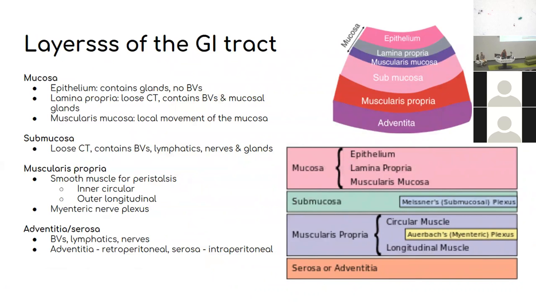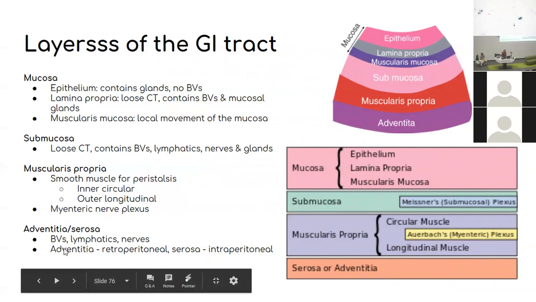The submucosa, it's important to know that this is where your nerves begin, and then we have more nerves in the muscularis propria between the inner circular and the outer longitudinal layers. And then you have the adventitia and the serosa, which are essentially the same thing. It just depends if the organ is retroperitoneal or intraperitoneal.